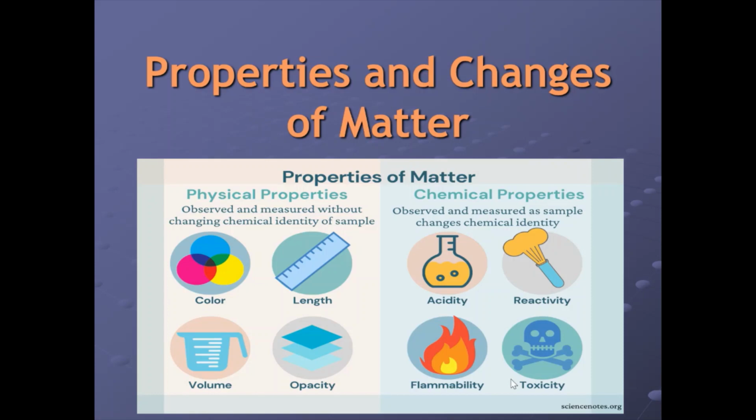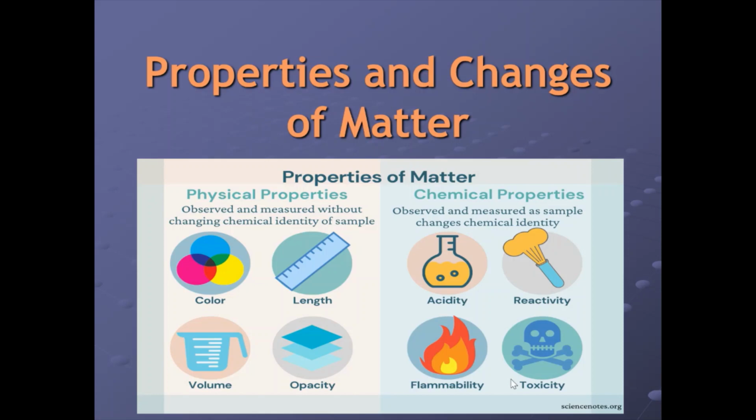And then chemical properties, you see here, are observed and measured as the sample changes chemical identity, right? So it is changing from one certain substance like H2O into something else, like, I'm just going to make something up, like H2O2, right? It's no longer the same thing. It's no longer water. H2O2 is actually hydrogen peroxide, which you can put on your cuts or things like that.